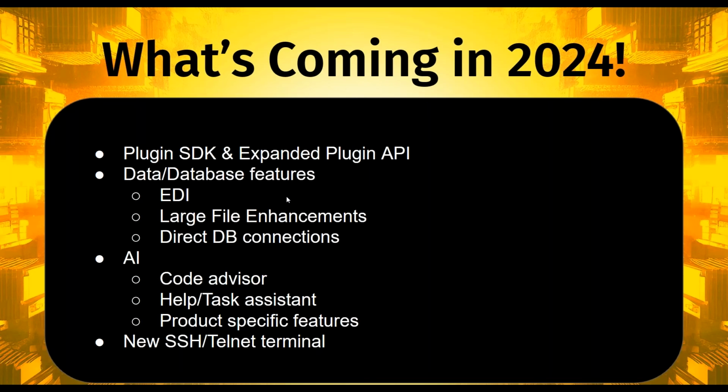Something like a help or task assistant, so you could use our command palette to issue commands to an underlying AI assistant and say, I'd like to use Ultraedit to accomplish this, and it would return with these are the commands or features you would need to use in Ultraedit to accomplish that task, or would offer suggestions on features in Ultraedit and how to use those features to accomplish tasks. And also product-specific features, meaning features in Ultraedit, how could we enable AI to make those features even better?